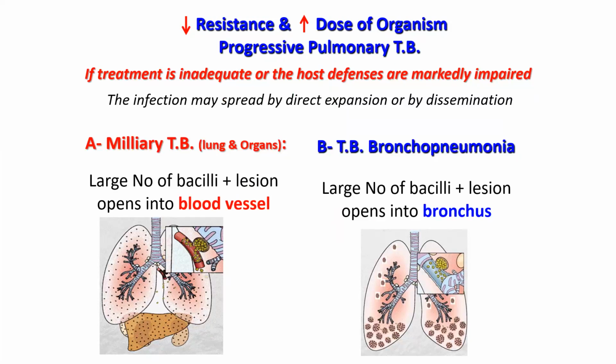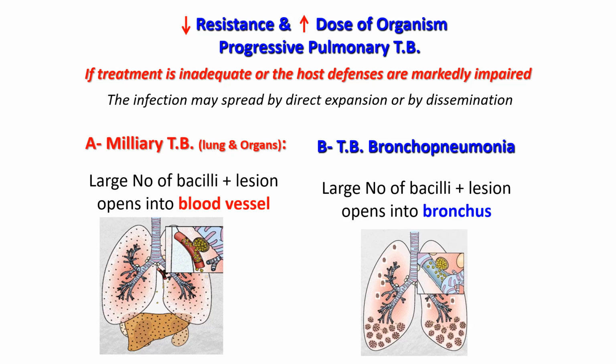When the resistance of the body is decreased and the dose of the organisms that enter the body is increased, this leads to progressive pulmonary TB. Also, if the treatment is inadequate or the host defenses are markedly impaired, the infection may spread by direct expansion or by dissemination. What about miliary TB? Miliary TB is small TB foci that occur either in the lung or in other organs.